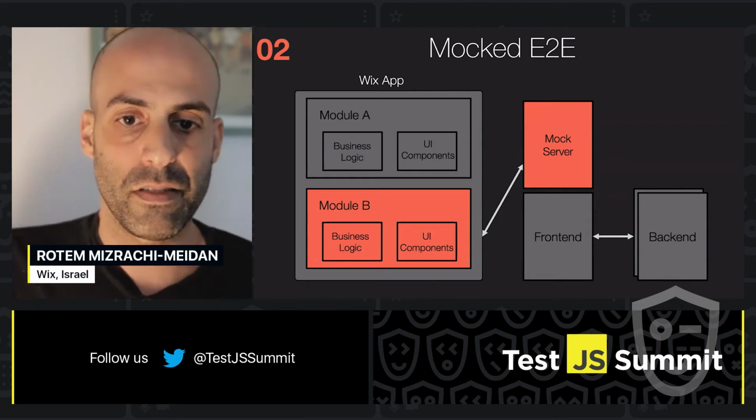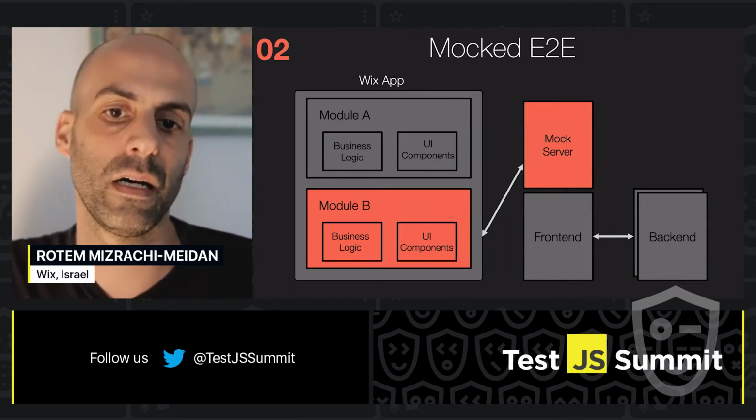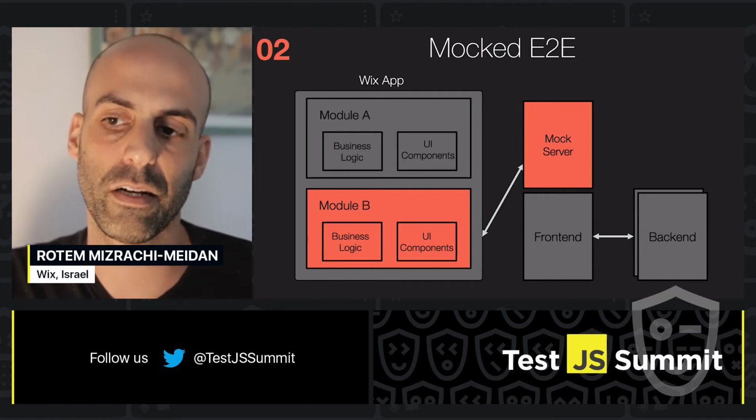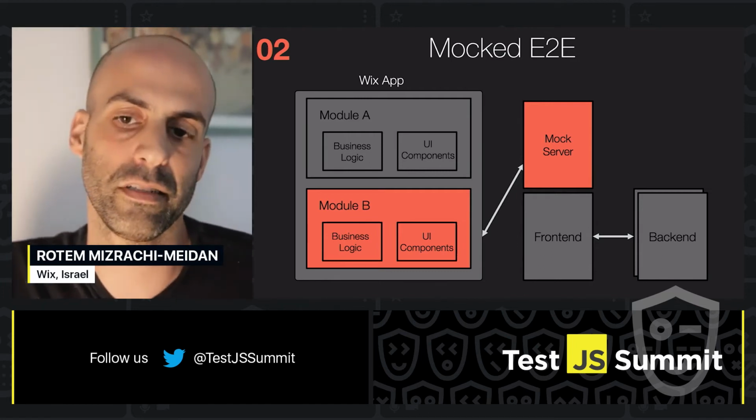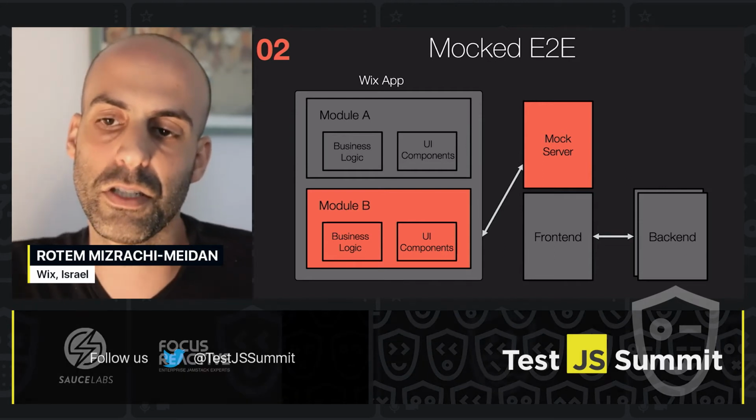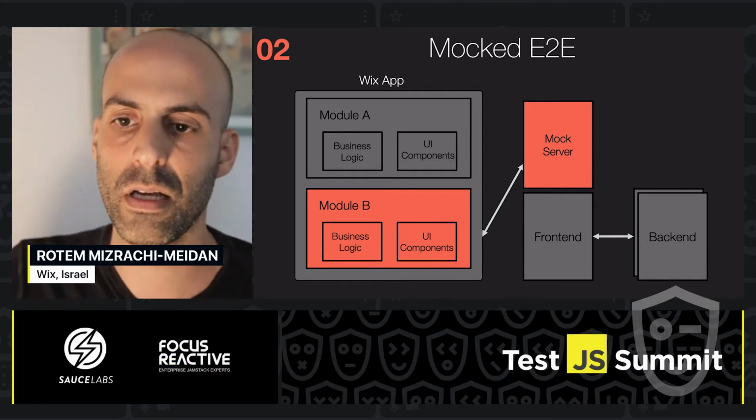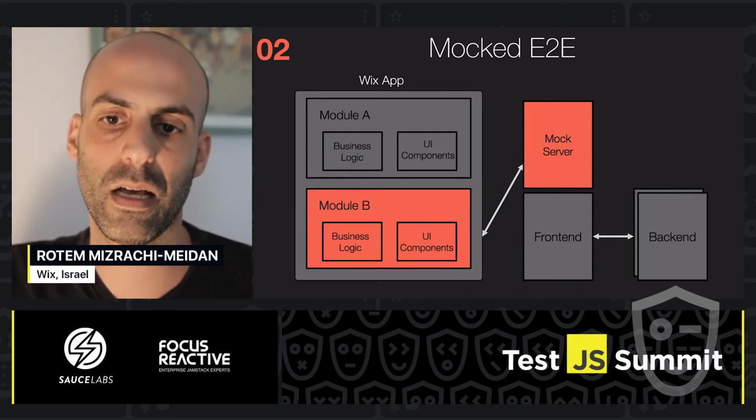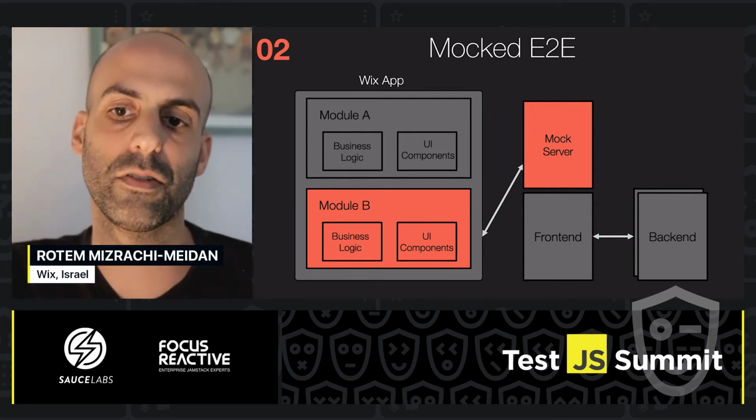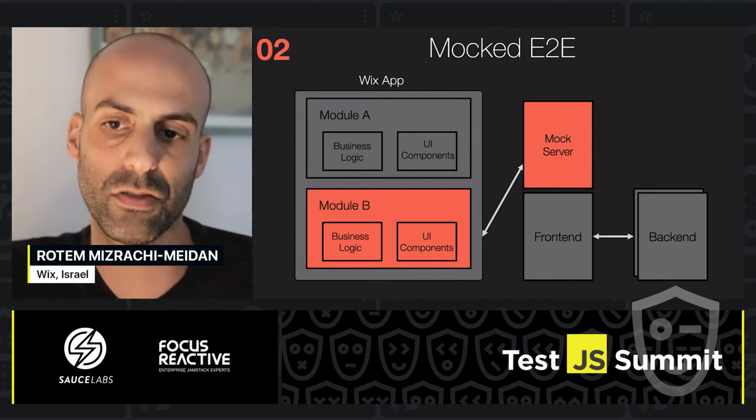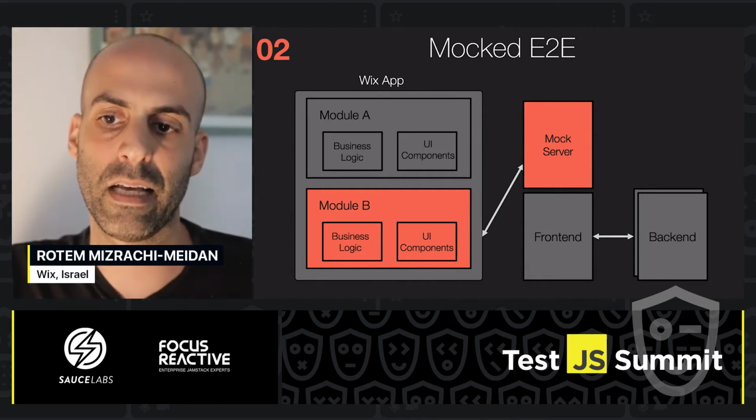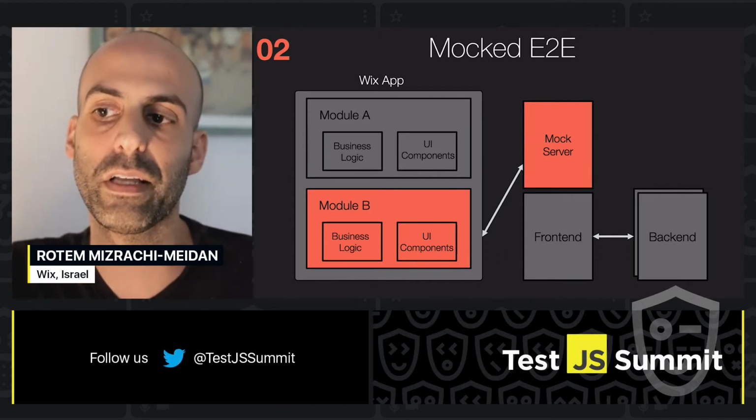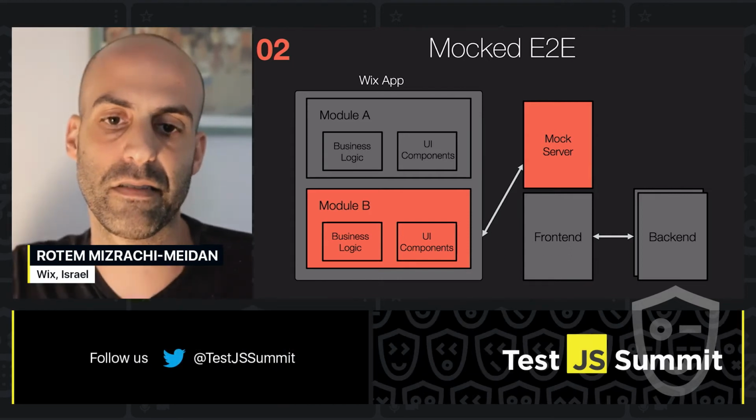Mocked end-to-end tests are tests with mocked server endpoints. They can run on a specific module or on the entire application, though we usually just do it on a single module. They do not interact with production environments. This controls the mock server, and we're able to control the mock server's output and test the actual module behavior in predefined states.